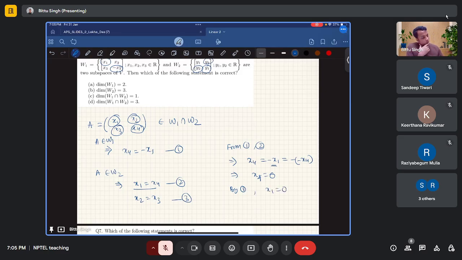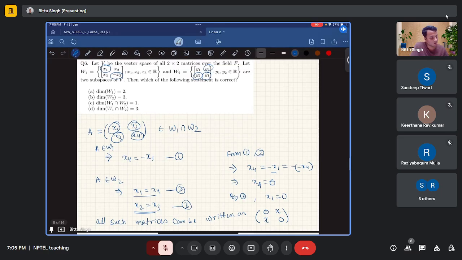Therefore all such matrices can be written as x1 is 0, x4 is 0, and also x2 and x3 are equal. So there is x, there is another x, right? This is clear, right? So those are all possibilities.